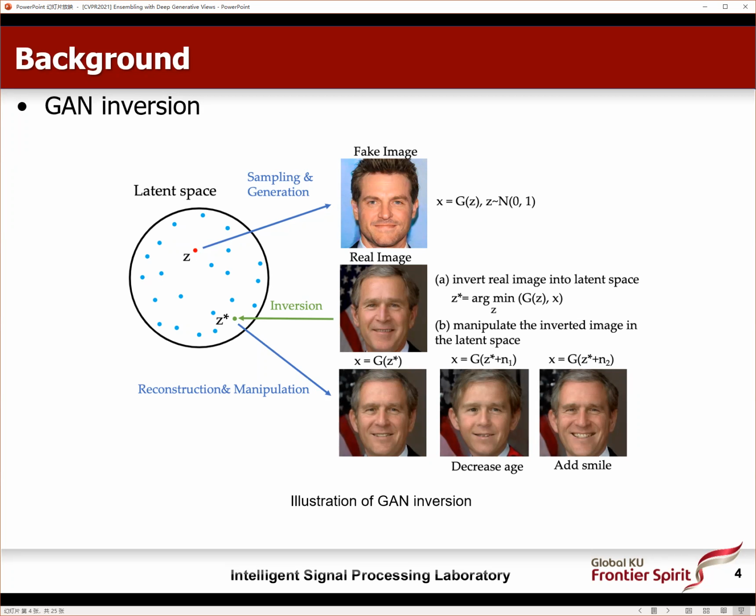Okay. And then if we want to edit this real image, how can we do that? The first thing is we can manipulate the latent space. We can add small, tiny operations, represented as n1, to the Z star latent vector, and then we use the generator to generate this image, so that we can get this decreased-age image of President Bush, right? If we want to add a smile to him, we can do another tiny operation on the latent space so that we get a smiling President Bush. Okay, so this is some overview, some basic knowledge about the GAN inversion task.